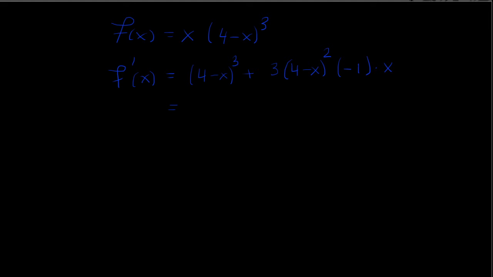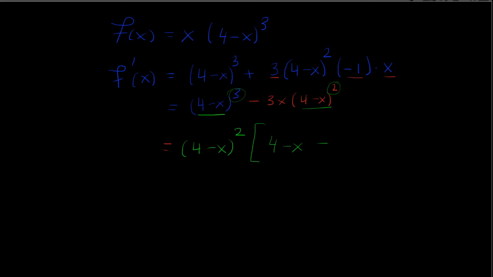So let's simplify this a little bit. We have 4 minus x cubed, and now this is 3 times negative 1 times x. I'm going to leave that as negative 3x, and then times 4 minus x squared. They both have a factor of 4 minus x. So you always take out the smaller of the two exponents, and that's going to be 2. So inside, I'm going to be left with 4 minus x, and then minus 3x, which can be simplified to 4 minus x squared and 4 minus 4x.